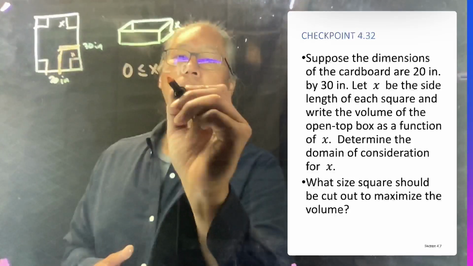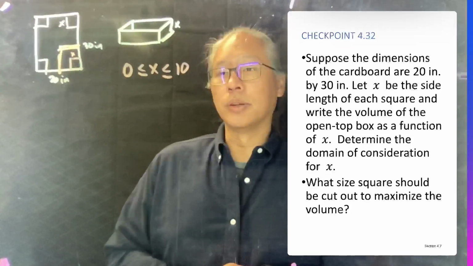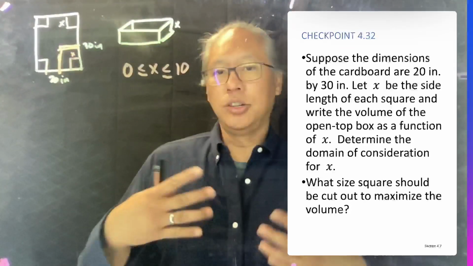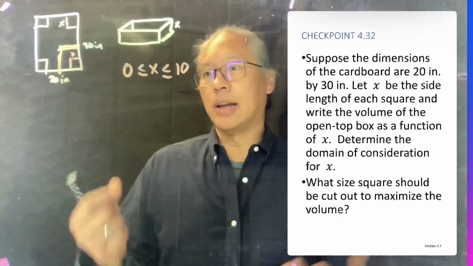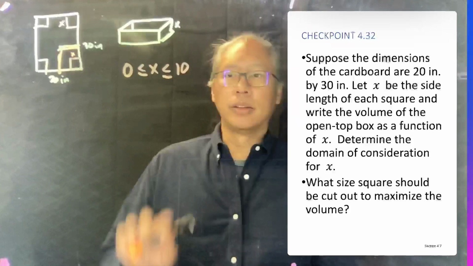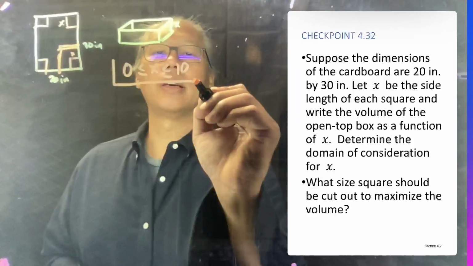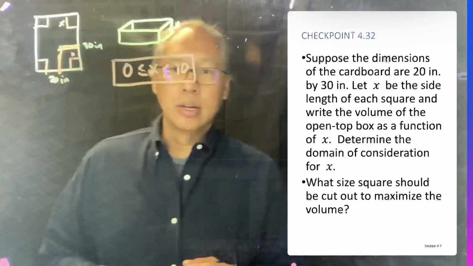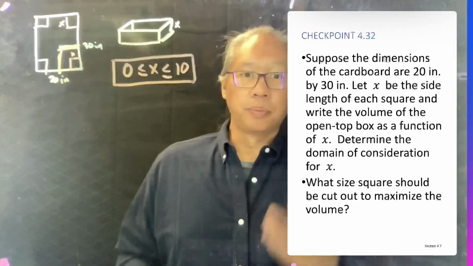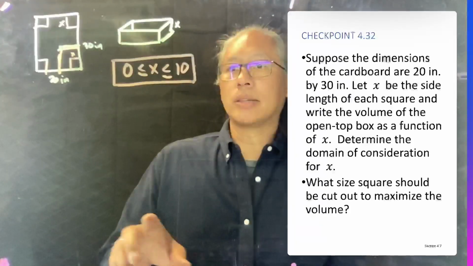You can say that this is equal to, although when you do say that it's equal to, you know that you're going to get a degenerate case where you're not going to have a 3-dimensional box anymore. All right, so this is what the checkpoint is asking, but I think we should go ahead and continue solving this particular problem. What size should a square be cut out so that we can maximize the volume?